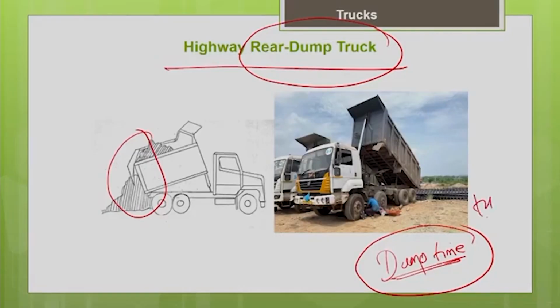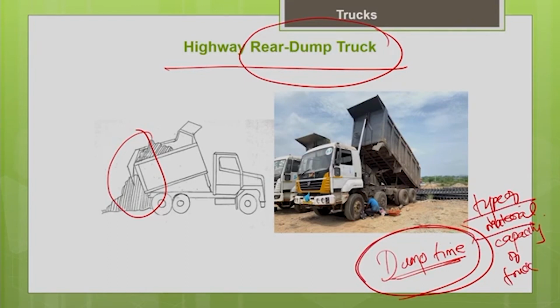Obviously, it depends upon your type of material also. Some material may be easily flowing, in that case dumping will be relatively easier. It also depends upon the capacity of your truck. Your truck capacity, the type of material, all these things will influence the dump time. But basically rear dumping takes more time because you have to exactly locate the location and you may even have to travel in a backward direction to locate that location and then dump it.